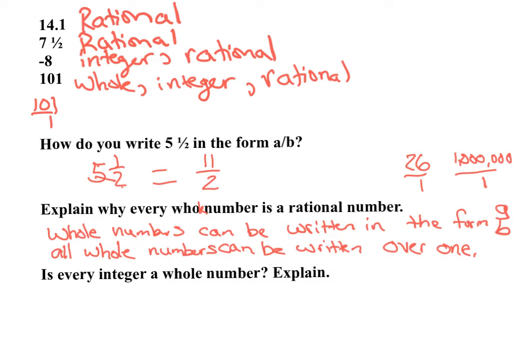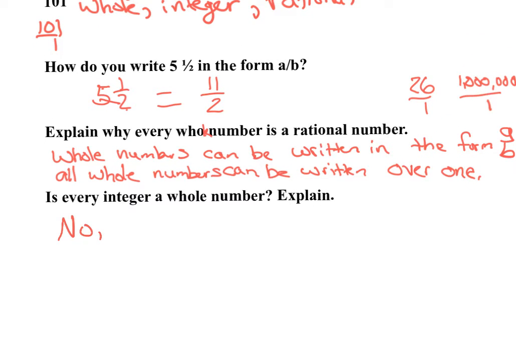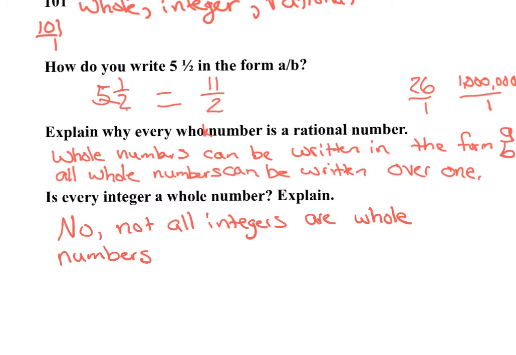Okay, the next one says, is every integer a whole number, and explain? No, that's not. Not all integers are whole numbers. Only the positive integers are whole numbers, right? So I'm going to put no. Not all integers are whole numbers. Only the positive integers are whole numbers.